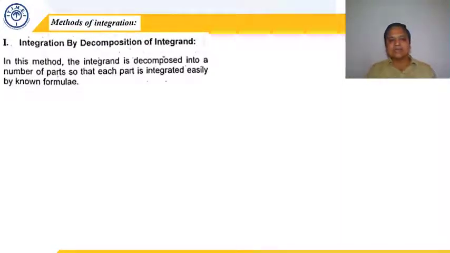The first method says integration by decomposition of the integrand. In this method, the integrand is decomposed into a number of smaller parts, so that each part is integrated easily by a known formula.